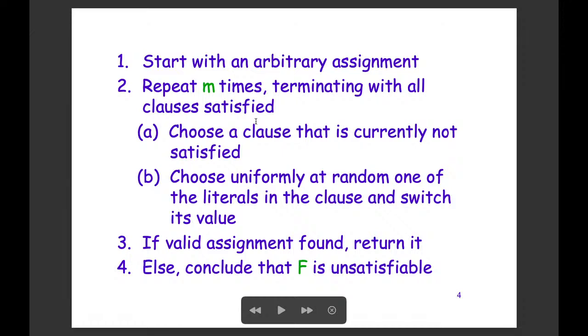Okay, so let's recall. What we are going to do here is actually use the same algorithm if you look at it. We will start with an arbitrary assignment, and then we will repeat many times. We will decide this m later, and then every time if we still find some clause that is not satisfied, we pick one, and there are three literals inside. We will choose uniformly one of them and change the assignment of that variable. And again, after m steps, if a valid assignment is obtained, then we will just return it. Otherwise, we will conclude that the formula is not satisfiable.